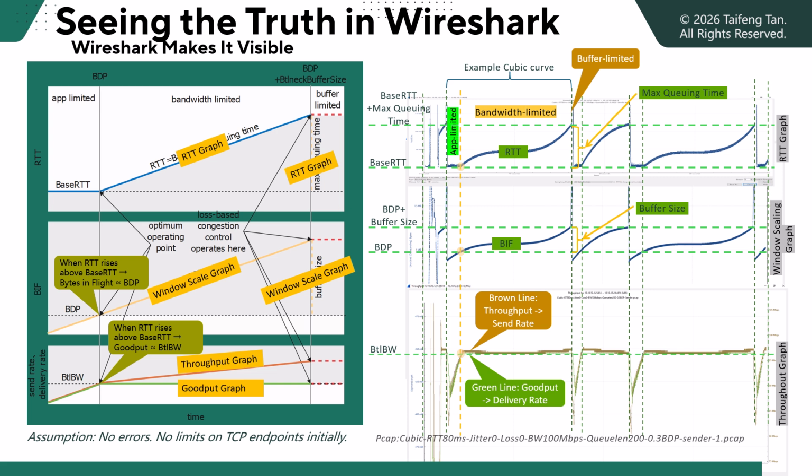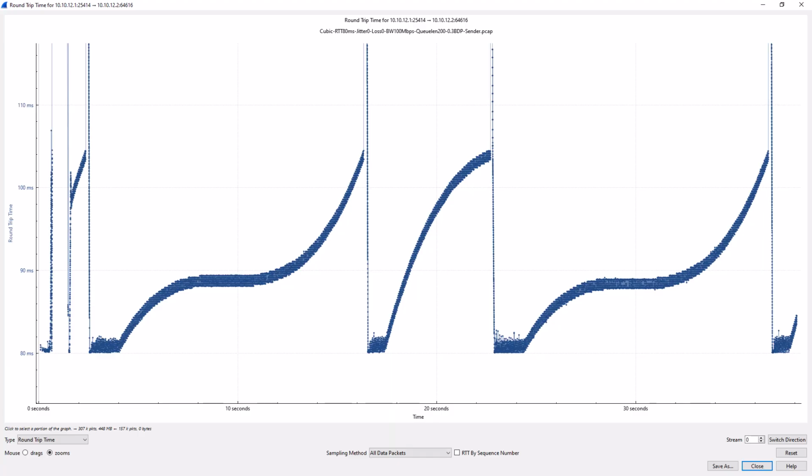We place the Wireshark graphs side by side with the network congestion model on the left. The graphs on the right may appear relatively small. Next, we will go through how to observe each key parameter in Wireshark again, briefly.